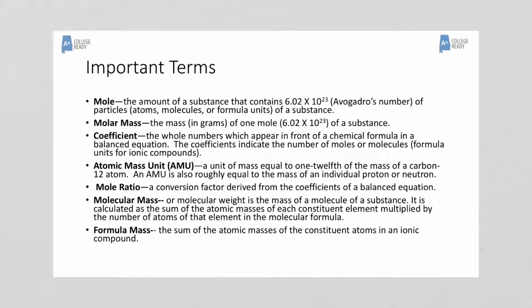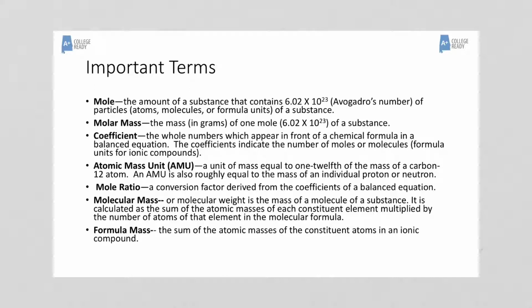The molar mass is the mass, usually measured in grams, of 1 mole of a substance. The coefficients are the numbers that appear in front of a chemical formula in an equation that are used to balance it. They tend to indicate either the number of moles or molecules or formula units in the equation. An atomic mass unit, or AMU, is a unit of mass equal to about 1/12 the mass of a carbon-12 atom. It's also roughly equal to the mass of 1 proton or 1 neutron.